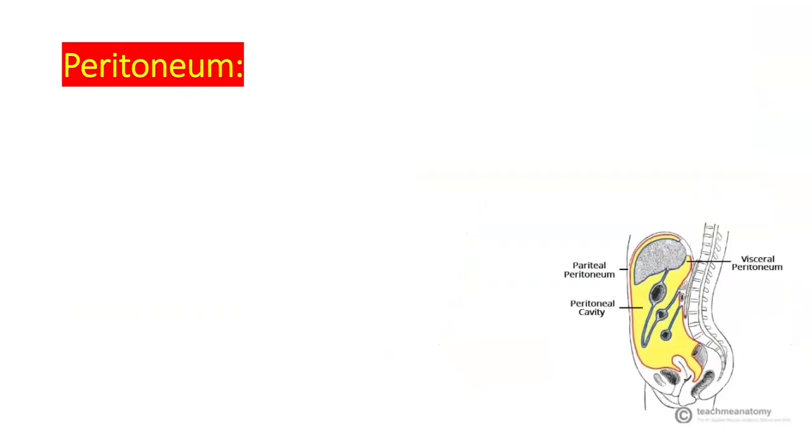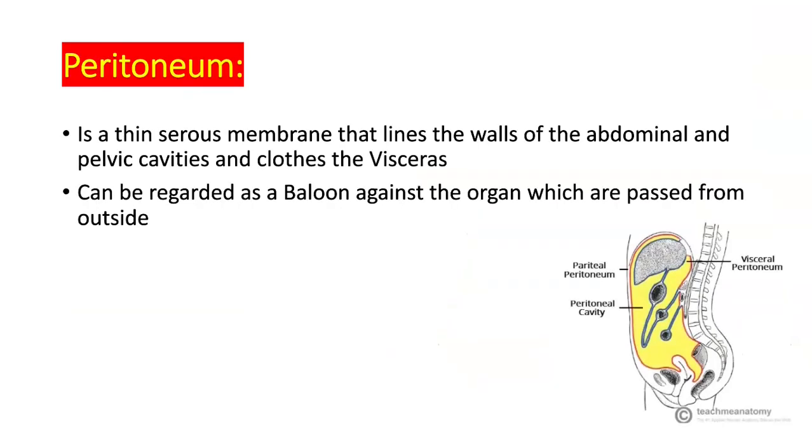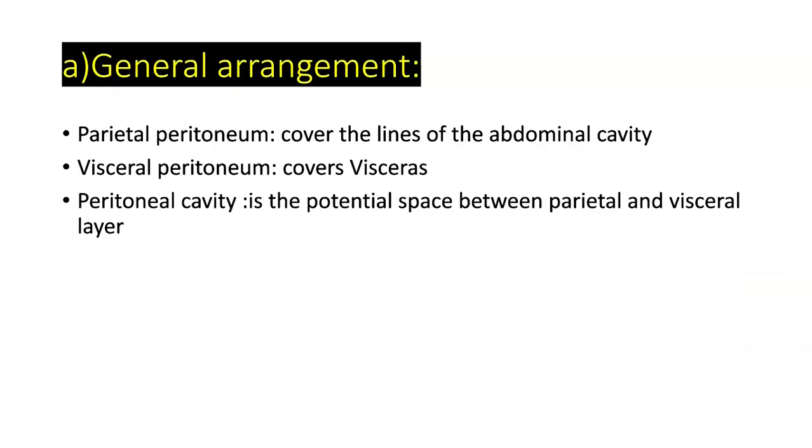Peritoneum. Let's talk about the peritoneum. The peritoneum is basically a thin serous membrane that lines the wall of the abdomen and the pelvic cavity and includes the viscera. It can be regarded as a balloon because it looks like a balloon against the organs which are pushed in from outside. The general arrangement of the peritoneum.